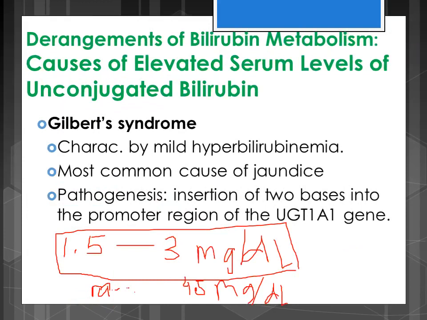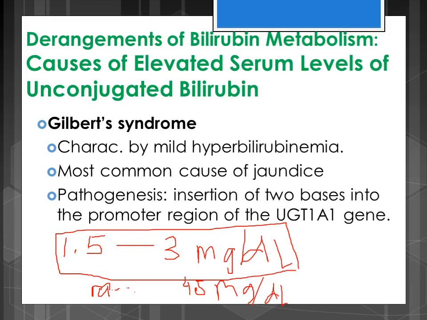So we have the Gilbert syndrome. The Gilbert syndrome is characterized by mild hyperbilirubinemia. So it is just mild, hindi sobrang taas ng level ng unconjugated bilirubin. Okay? So mild lang siya. The most common cause of the Gilbert syndrome is jaundice. We'll discuss jaundice further in the later part of our discussion.